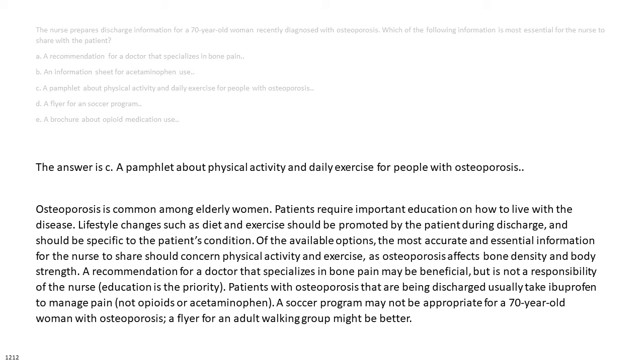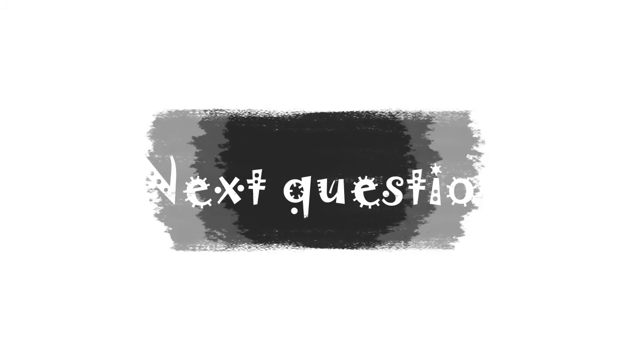A recommendation for a doctor that specializes in bone pain may be beneficial, but is not a responsibility of the nurse. Education is the priority. Patients with osteoporosis that are being discharged usually take ibuprofen to manage pain, not opioids or acetaminophen. A soccer program may not be appropriate for a 70-year-old woman with osteoporosis. A flyer for an adult walking group might be better.